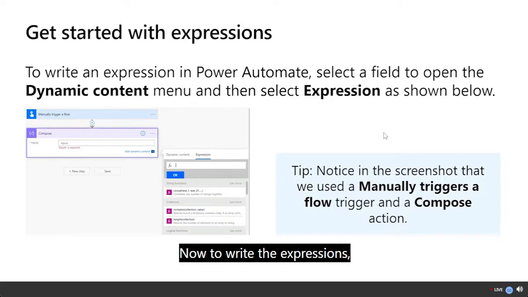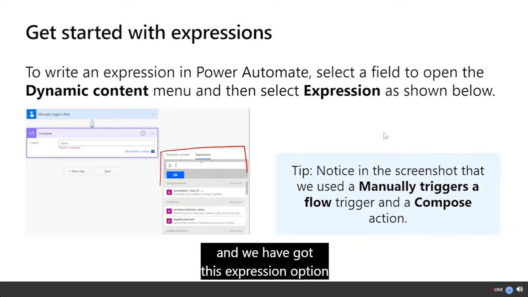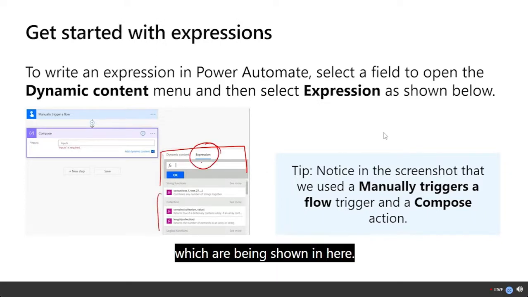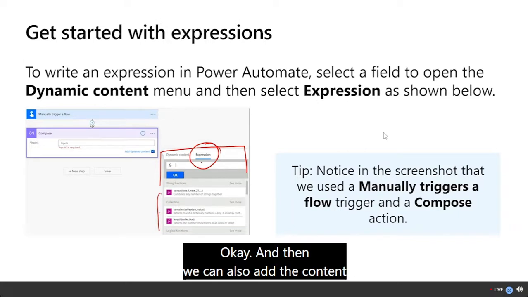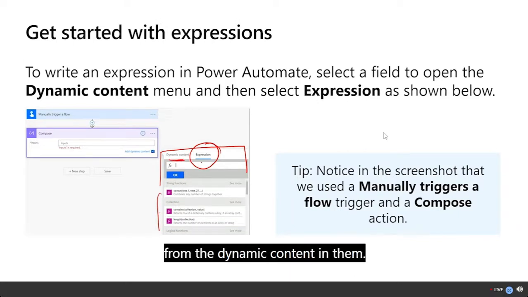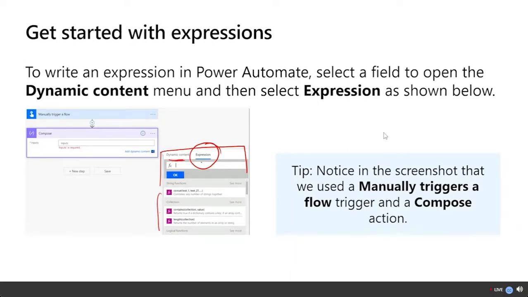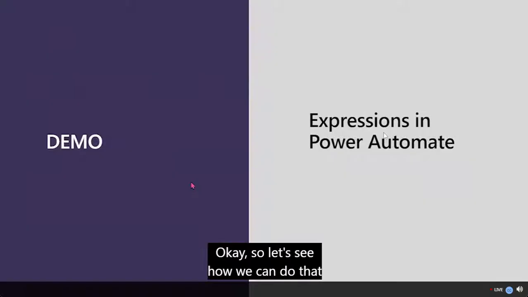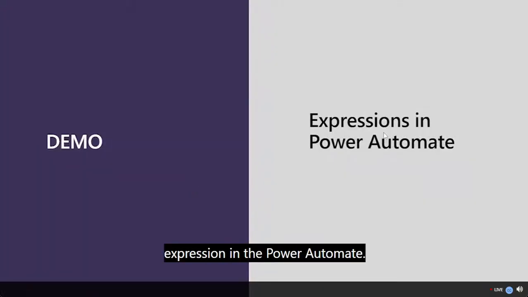To write the expressions, we will go here in this dynamic content, and we have got this expression option, and then we can choose the expressions which are being shown in here. We can also add the content from the dynamic content in there. So let's see how we can do that in this demo, expressions in Power Automate.